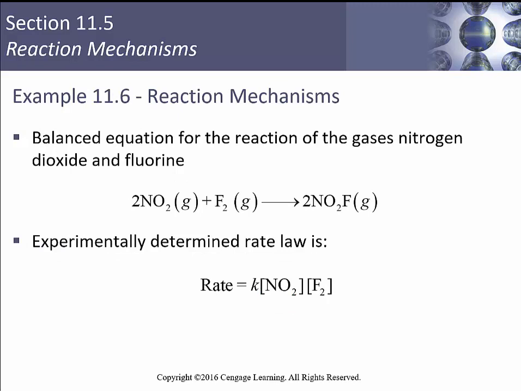Let's look at another example for reaction mechanisms. Here is the balanced equation for the reaction of the gases nitrogen dioxide and fluorine. You're going to take 2 nitrogen dioxides and 1 fluorine, and you're going to get 2 nitrogen dioxide fluoride gases. Our experimentally determined rate law is first order with respect to nitrogen dioxide and first order with respect to fluorine.